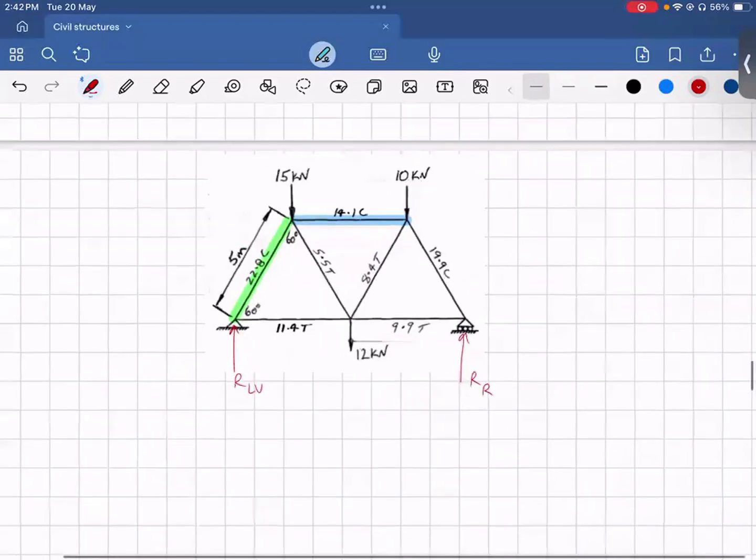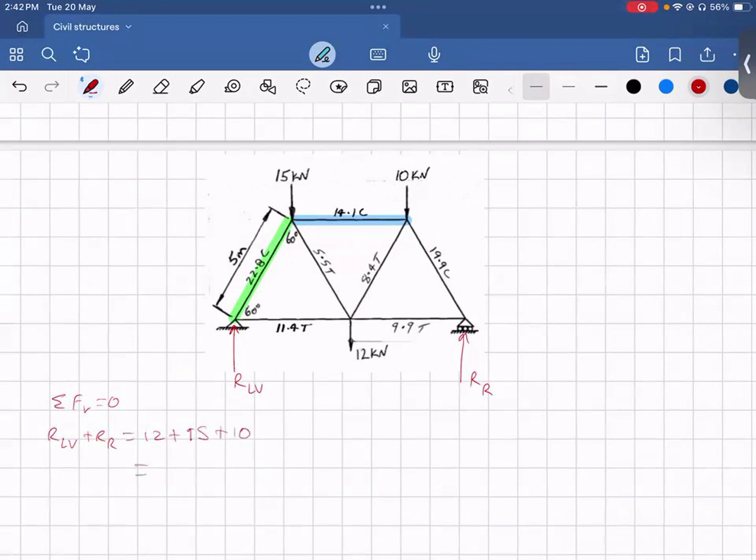So to solve for the reaction forces, we know that the sum of vertical forces is equal to 0. Therefore, RLV plus RR is going to be equal to 12 plus 15 plus 10. That gives us 37 kilonewtons. Now we apply moments about point L. Again, clockwise. Here's where we can draw circles. This is going anti-clockwise, clockwise, clockwise, clockwise.